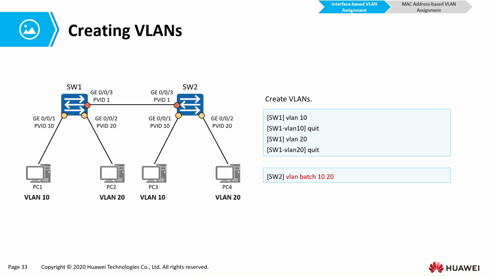Once you do it on switch 2, you display it. You should see that PVID 1 is an untagged frame, and 10 and 20 are tagged frames. So the untagged frame is under here, and the tagged frame will be under GE0/0/3, belonging to PVID 10.